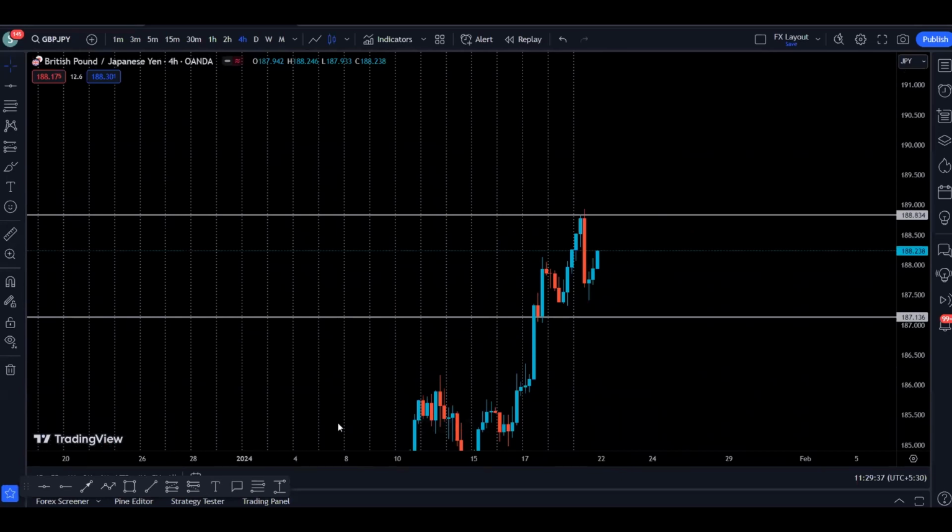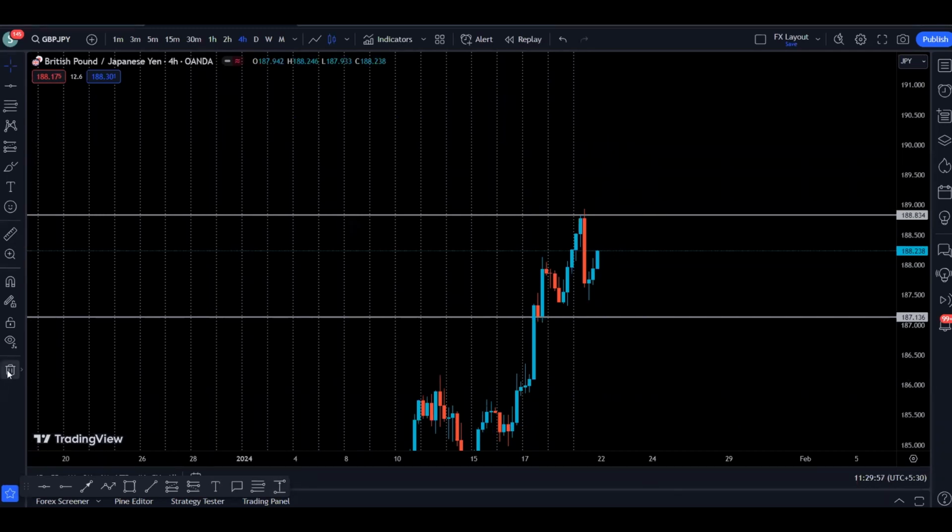At the same time, we have a resistance. So if we get a closure above this resistance, there is a higher probability for the price to continue going to the next resistance. And if we get a closure below the support, we have higher probability for the price to continue going down to the next support, which is right something here. So that is something I see on the 4-hour time frame.